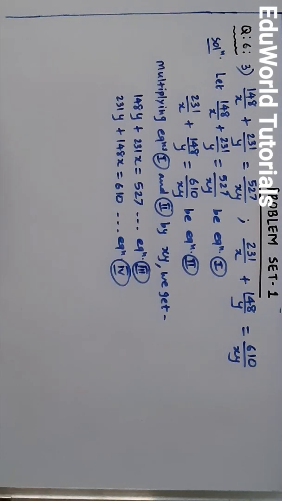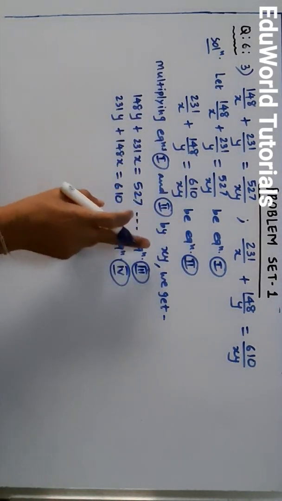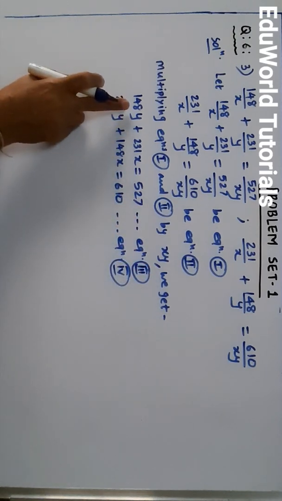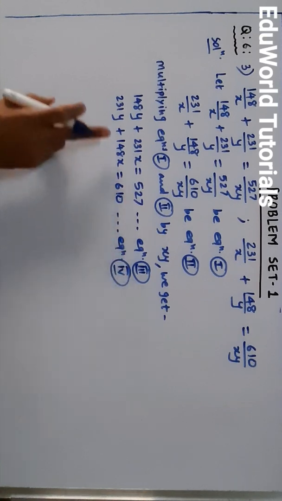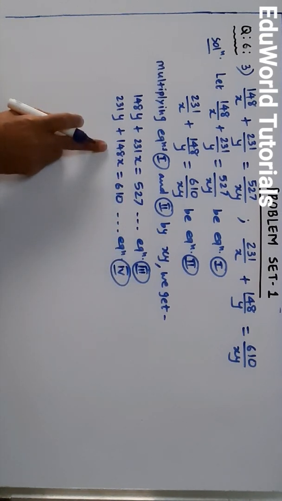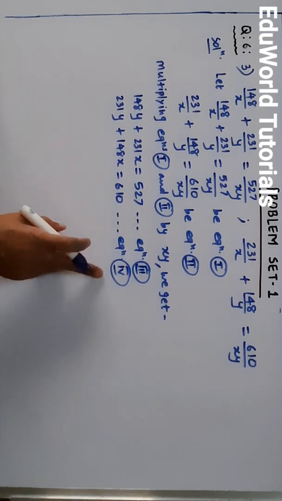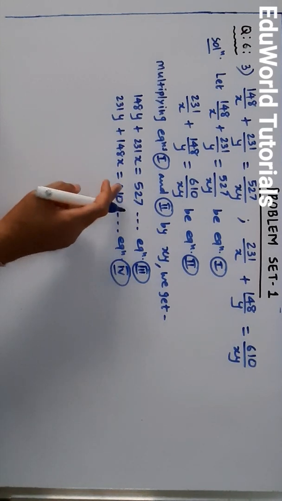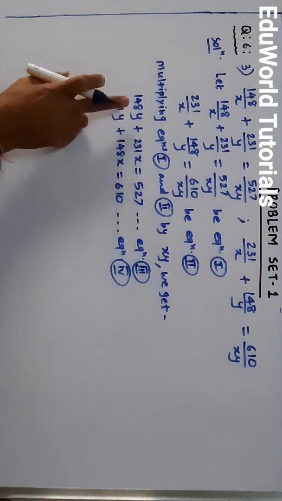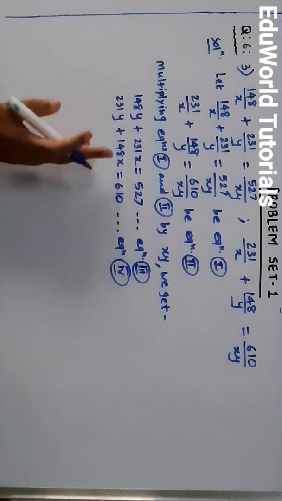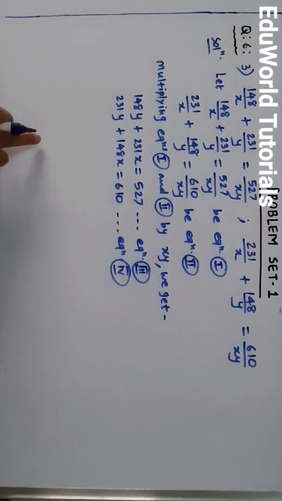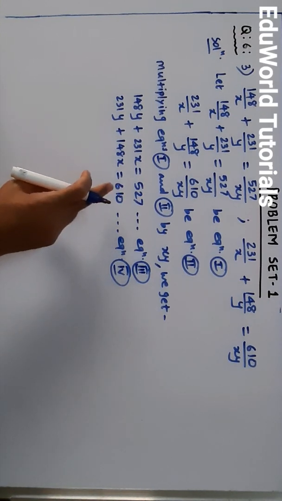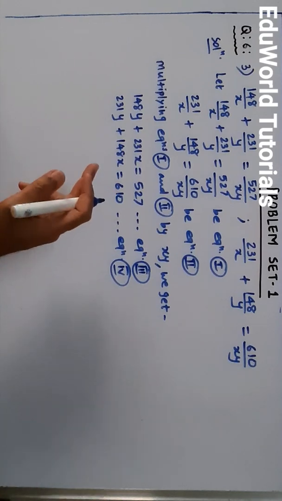Okay. So on multiplying each equation by xy, we get 148y plus 231x equal to 527, equation number third. 231y plus 148x is equal to 610, equation number fourth. Now you know these are special types of equations where x and y coefficients are interchanged. So what we do, once we add these equations to get a new equation 5, and we subtract these two equations to get the new equation, equation number 6.